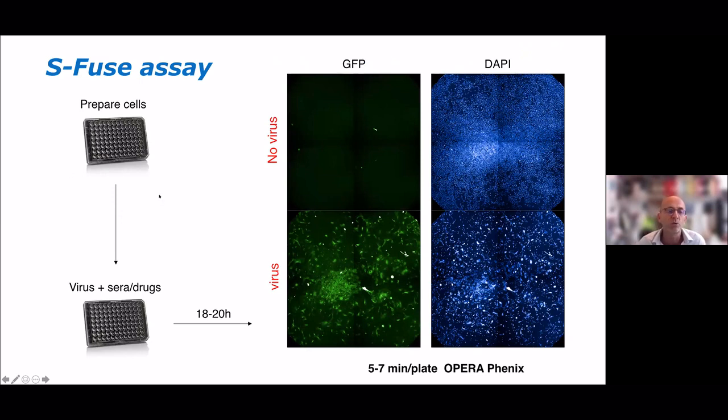And the system is pretty simple. We can prepare the cells, add the virus that we want to test in the presence of sera, antibodies, and drugs. And after an overnight incubation, this is a 96-well plate, and here this is one plate without any virus, and with virus you can see that the syncytia can be automatically scored, and we have an automated confocal microscope which allows us to read one plate in about 5 to 7 minutes.